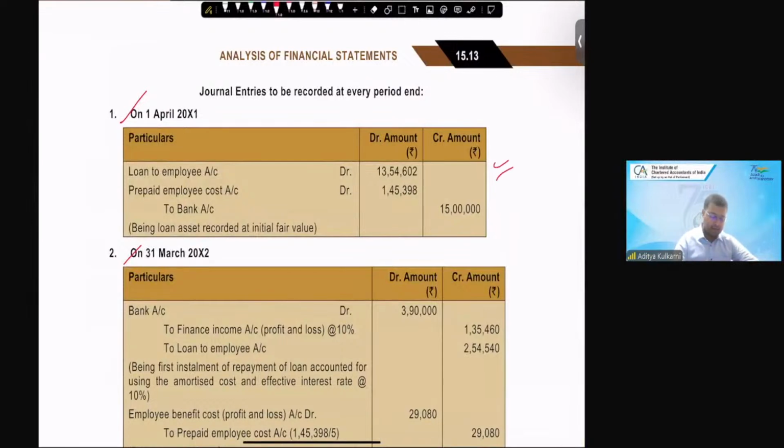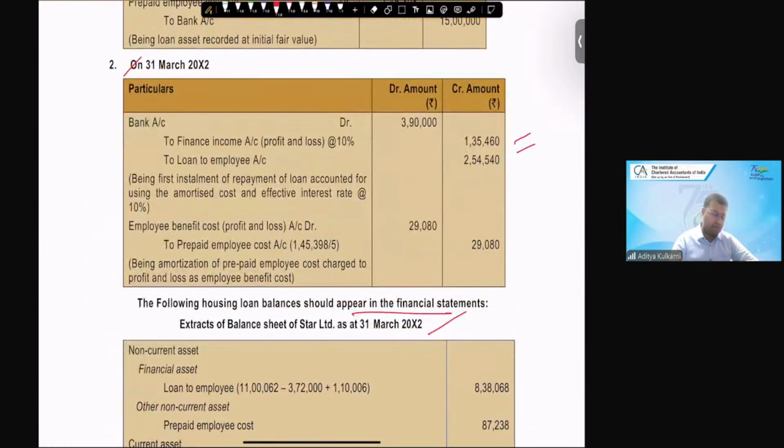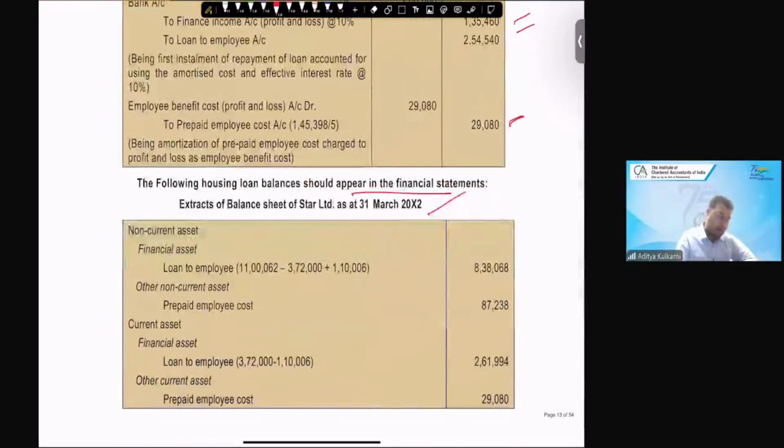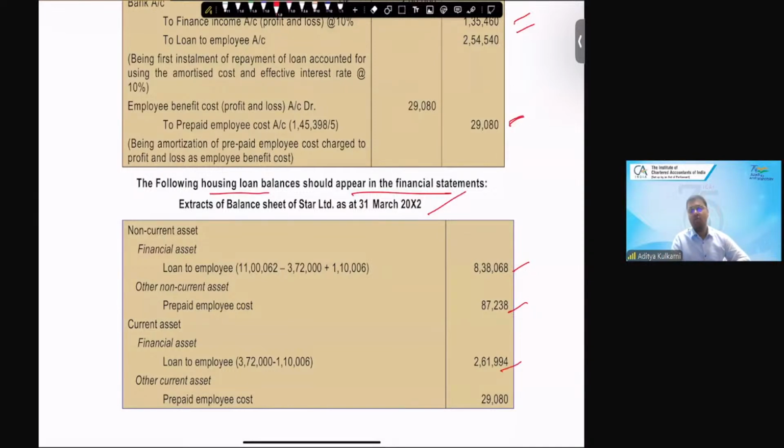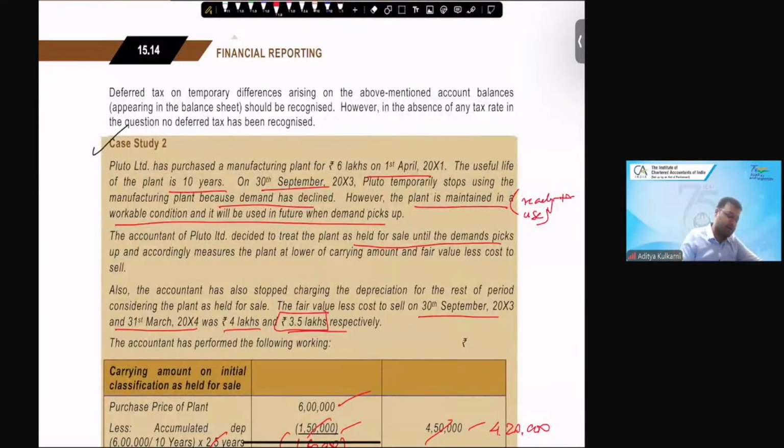Journal entries to be recognized. March 20x2. When you get the money, where are you going to record it? Employee benefit cost to prepaid employee. That is the write-off that you will be doing, amortization. And how will the housing loan balances appear in the financial statements? Financial asset, loans to employees, other non-current assets; financial asset, loan to employee, which is due within the next 1 year, so current, and prepaid employee cost within the next 1 year. Deferred tax on temporary differences should be recognized. In absence of any tax rate, no deferred tax has been recognized.